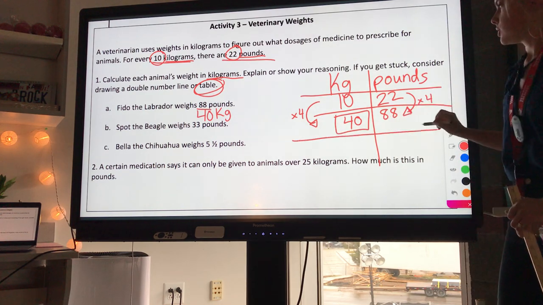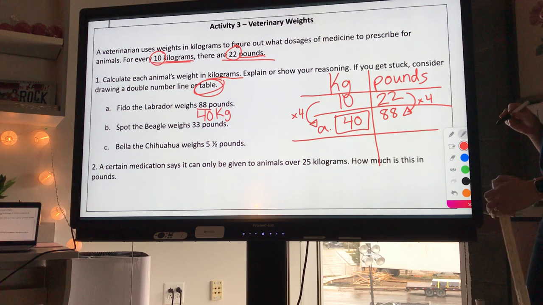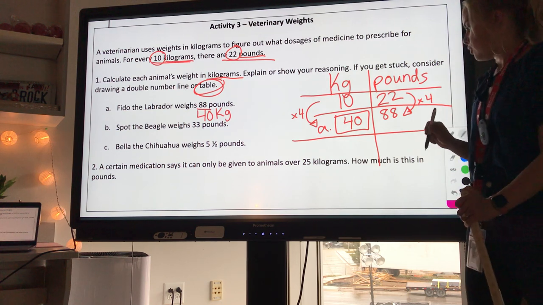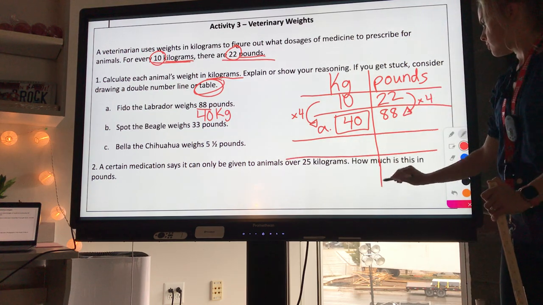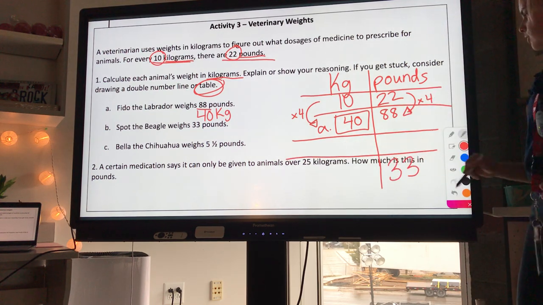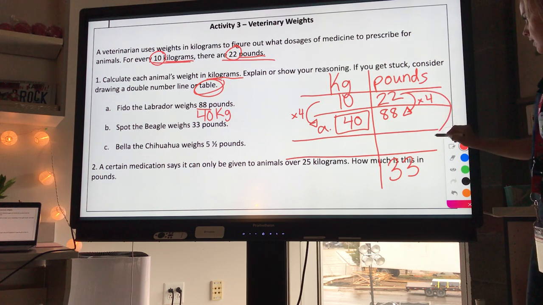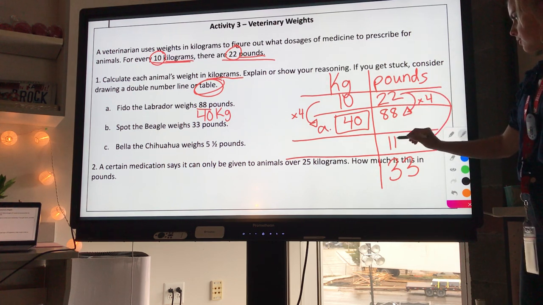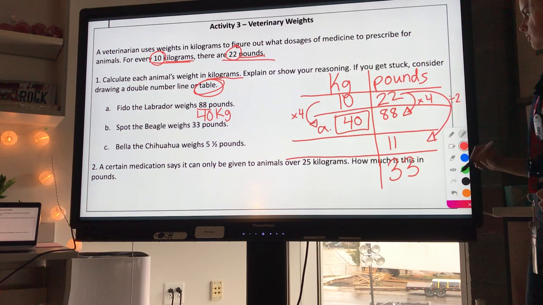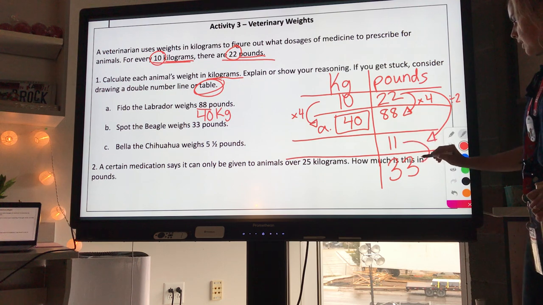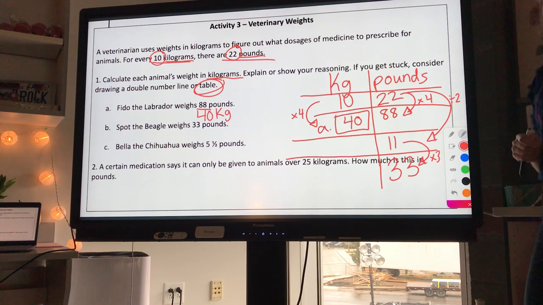Okay, that's question A. Question B says, Spot the beagle weighs 33 pounds. I'm not gonna know quite yet how to get to 33 pounds, so I'm gonna make a ratio that's gonna make it easier for me. I know if I wanna get to 11 pounds, 22 divided by 2 would give me 11 pounds. And I know then I could multiply 11 by 3 to get to 33. So I'm gonna use that ratio to help me get there.